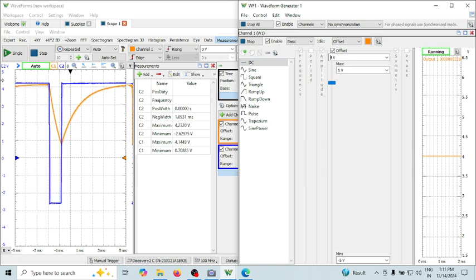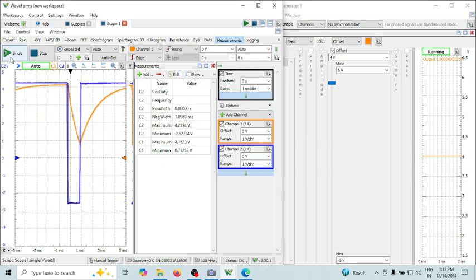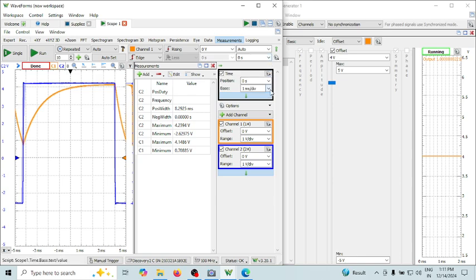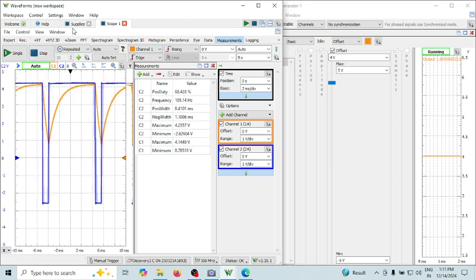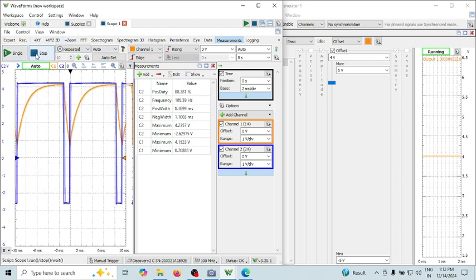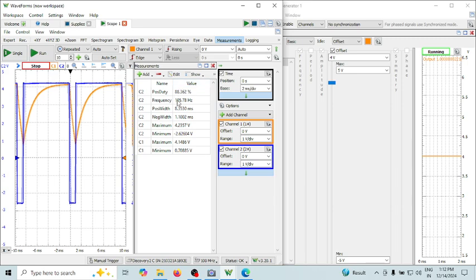Okay, let me just stop this. Let me make it single shot, and let me see a few more cycles and then run. Now let me stop this. Can you see the duty cycle is around 88%, which is close to 90?